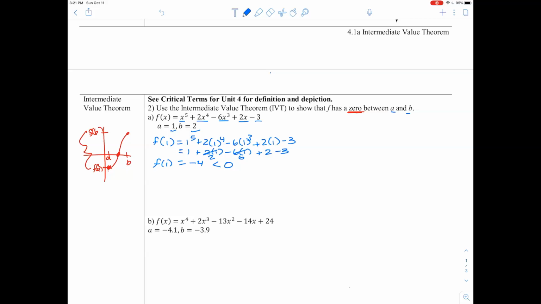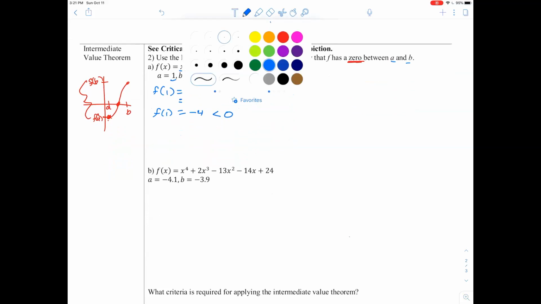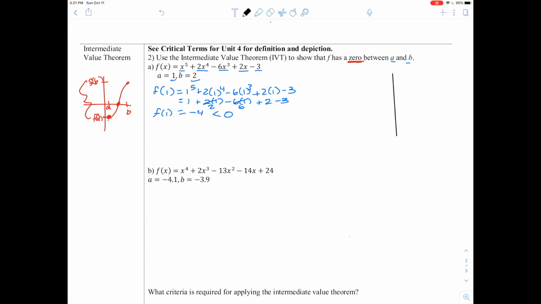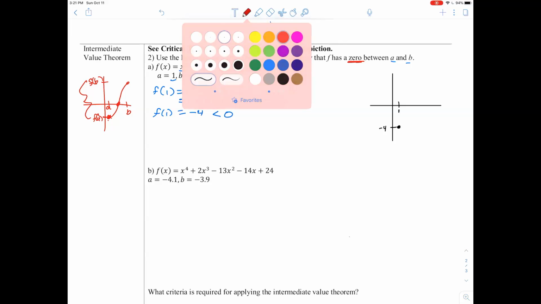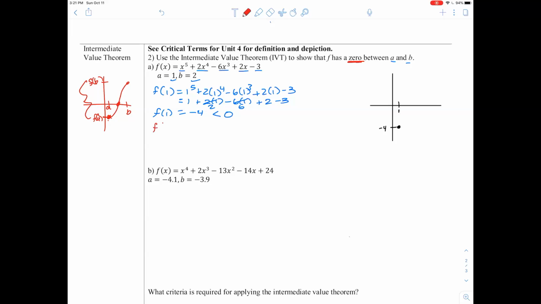So if I were to actually go and graph that, if I were to make just a visual representation of that, then the f of 1, this is our a, would be here at negative 4, and that would be our output. Okay, so then let's go to the f of b. So the f of 2, we're going to use that input. So that would be 2 to the 5th plus 2 times 2 to the 4th minus 6 times 2 cubed plus 2 times 2 minus 3.